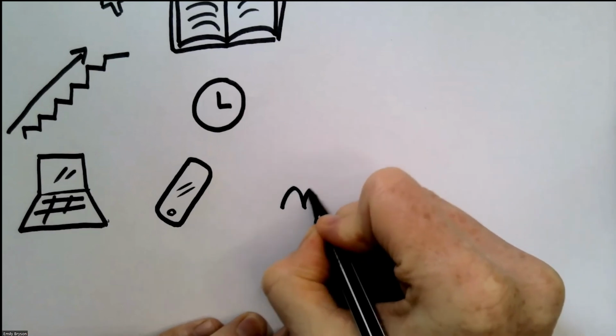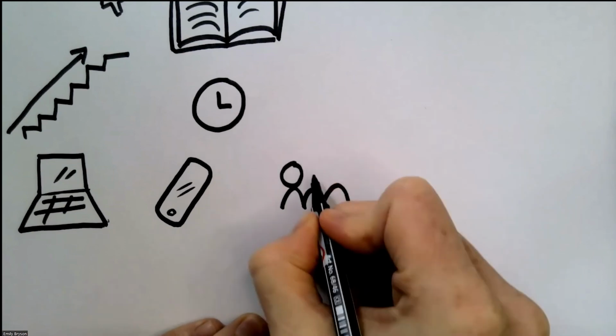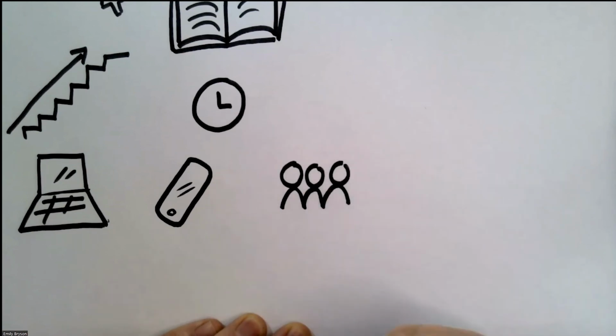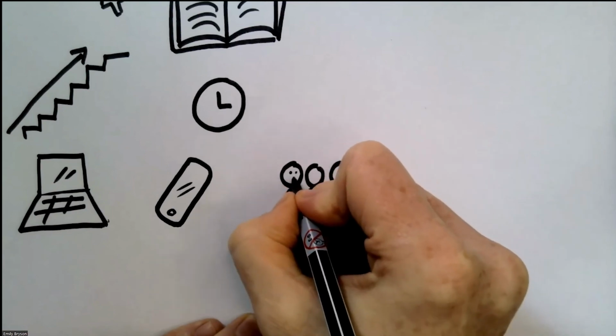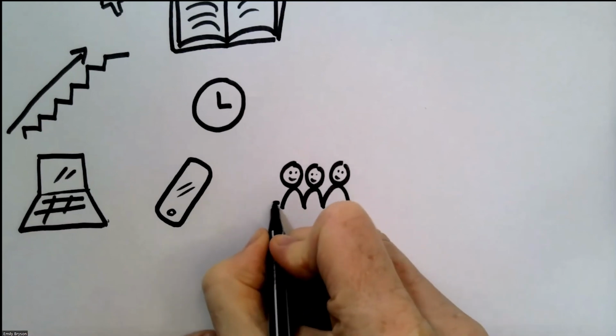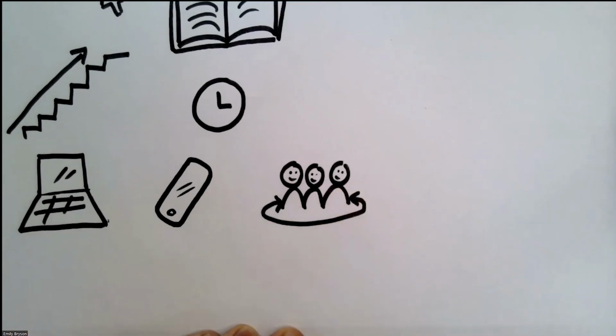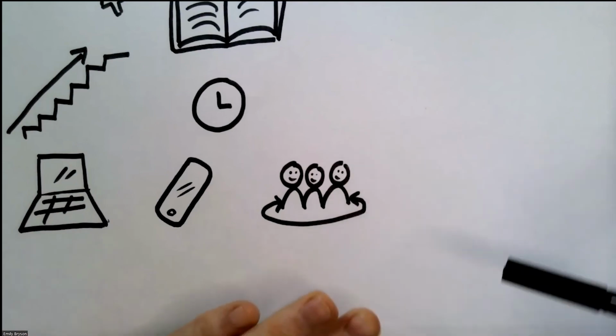Group work. If you want to draw a person or people, just draw an N shape and then circles. So when you've got group work, you can add that and then add a round with the arrow.